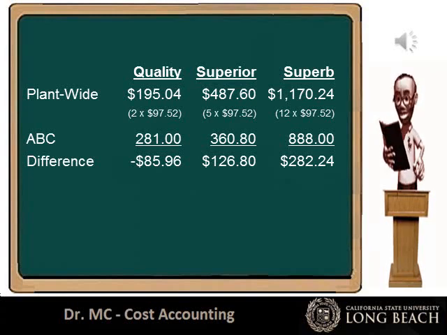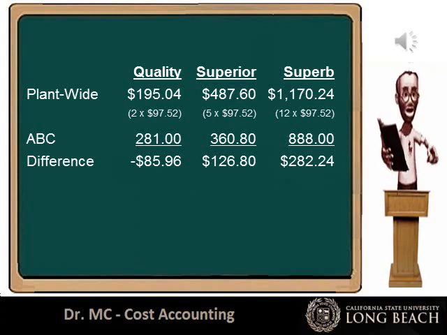For example, the firm may price them higher than it should because the firm doesn't know what it costs to make those units. The conversion costs applied to one superb unit using a single plant-wide rate of $97.52 per direct labor hour is $1,170.24. This is $282.24 higher than the conversion costs applied using activity-based costing. This suggests that the firm thinks that the superb items cost a lot more than they actually cost, which may explain why the firm sells so few of these products.